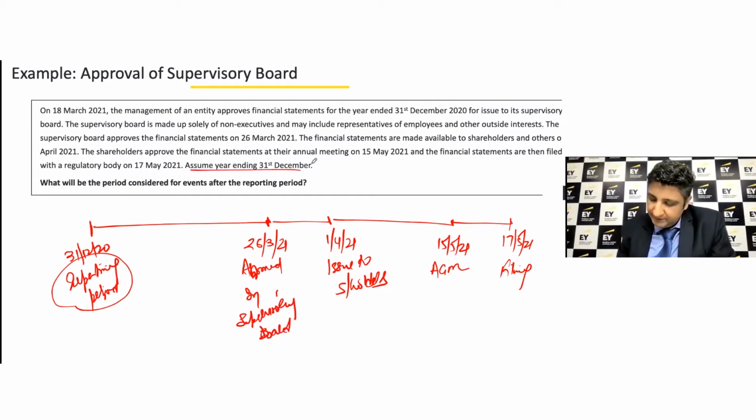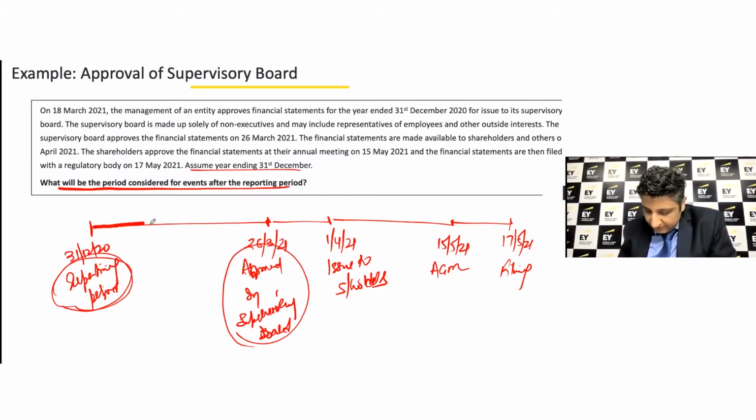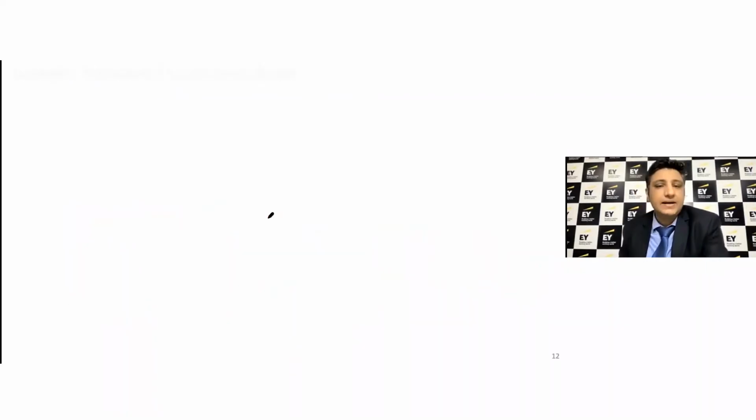Assume year end 31st of December. It's pretty much available to us. The question is, what will be the period considered for the events after the reporting period? The same question: what is my reporting period end? 31st of December 2020. What is the date of approval by the board, for example? In our case, it's a supervisory board, which is 26th of March 2021. So the relevant period for consideration is going to be between 31st of December 2020 to 26th of March 2021.